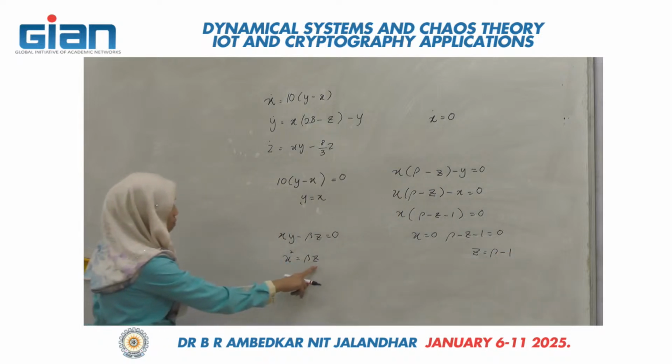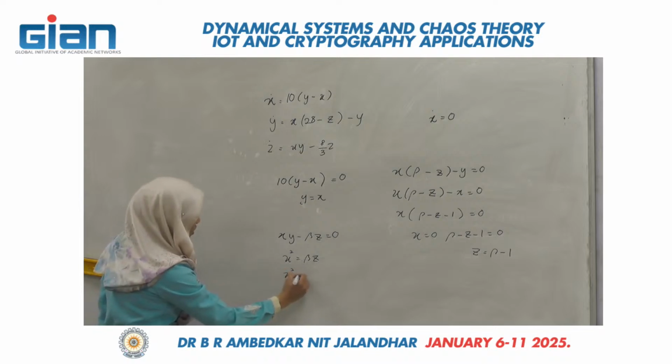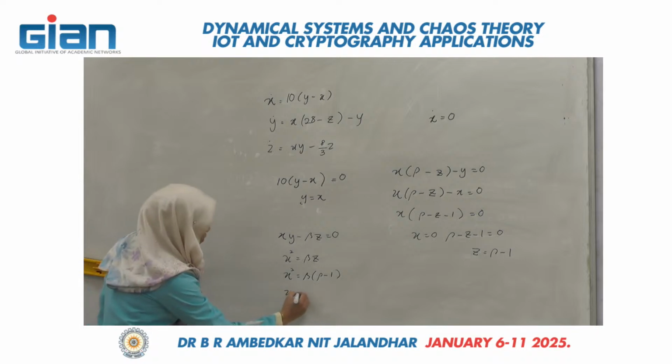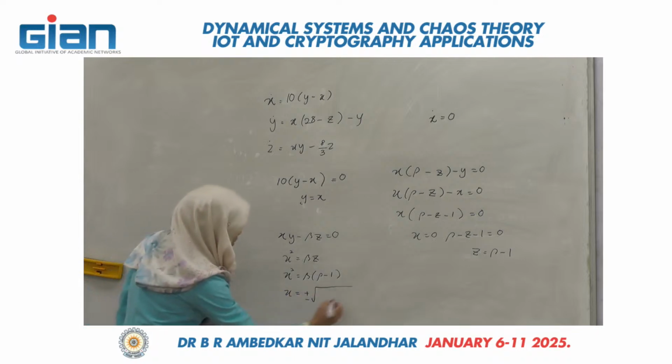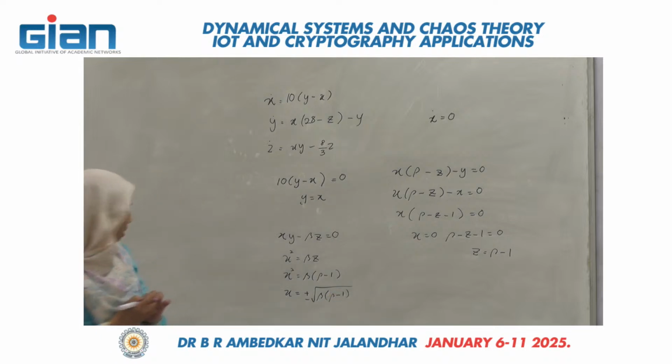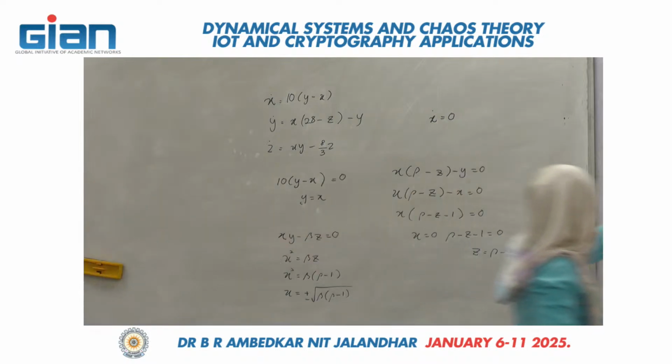So we put it in here, x squared equals beta rho minus 1. So x would be plus or minus the square root of beta rho minus 1. Am I right? Correct, right? So that's why my point is plus or minus the square root of beta rho minus 1 for x, and y equal to x, and then our z would be rho minus 1. So this would be our fixed point.